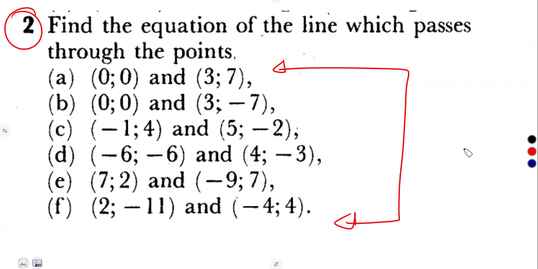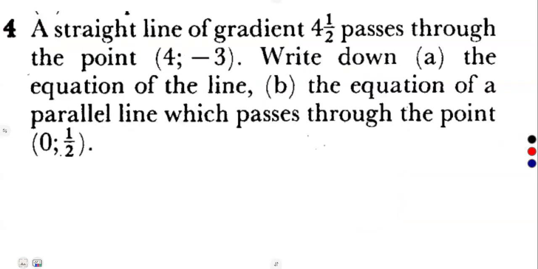Okay. So after this, we have another part, a straight line, right? I'm going to explain this. A straight line, all right, of gradient, this passes through this point. Write down A, the equation of the line. All right, so here, if you check, they gave us the gradient and they gave us a single point.